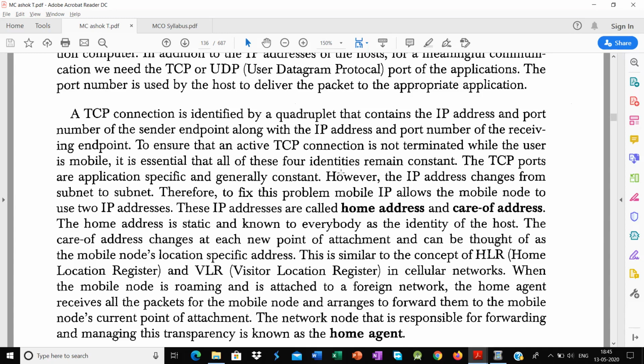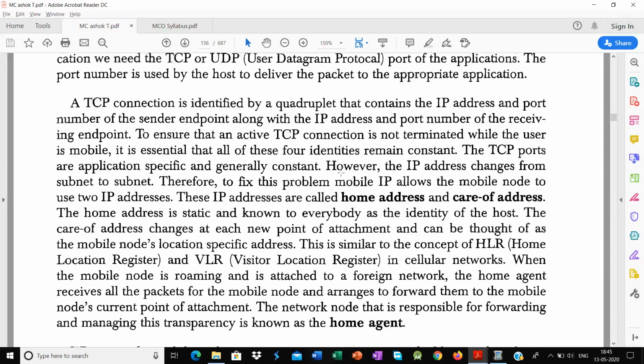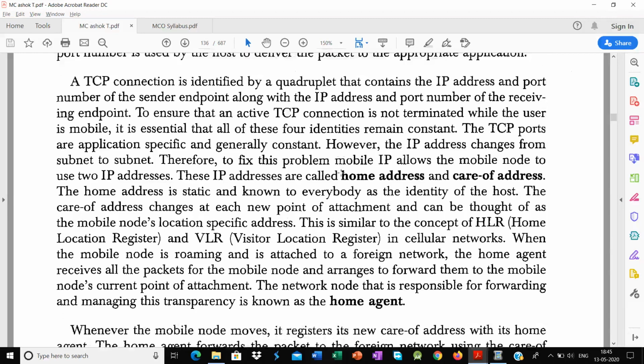Okay, TCP ports are application specific and generally constant everywhere, as I told you, provided on your laptop system or your desktop system, whatever. So IP addresses are called the home address, and TCP ports are called the constant address. The home address is static and known to everybody as the identity of the host, and the care of address changes at each new point of attachment and can be thought of as a mobile node's specific address.